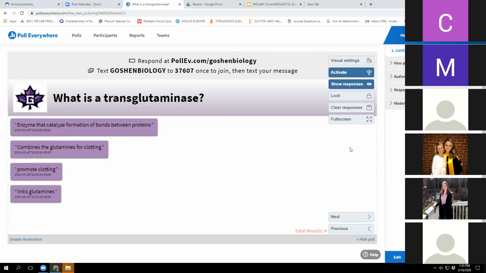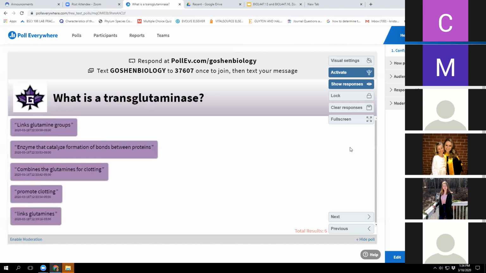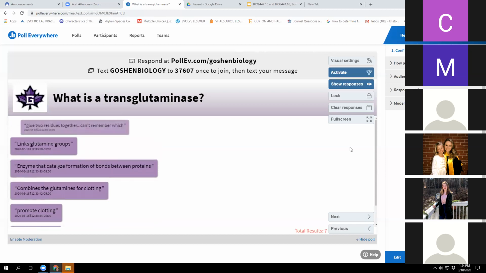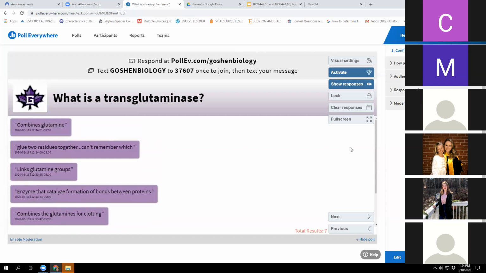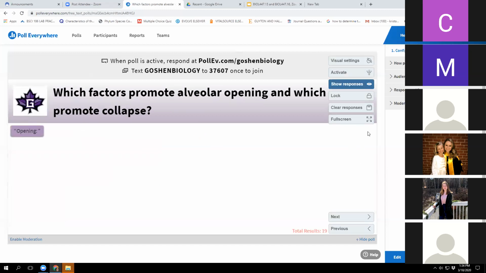Okay, so transglutaminases do promote clotting, but more specifically, they link glutamines. They'll find neighboring glutamines and stick them together. This allows for laminating or linking of fibrin molecules, which is an important process in making all these things link up. All right, and we talked about this already.